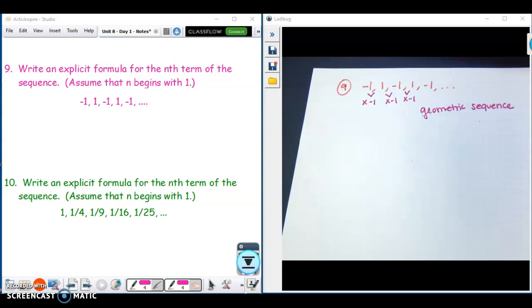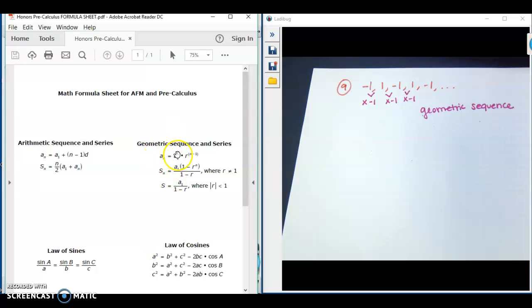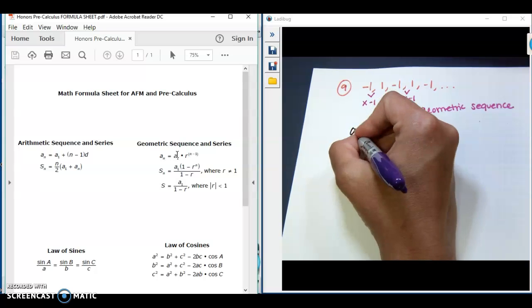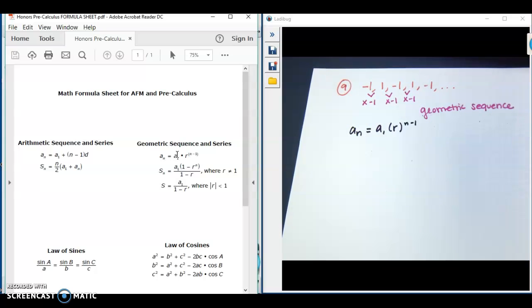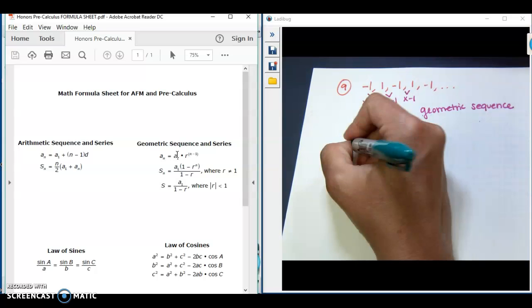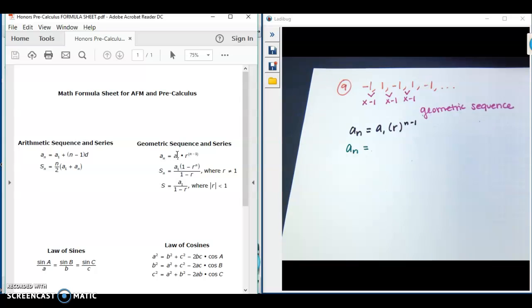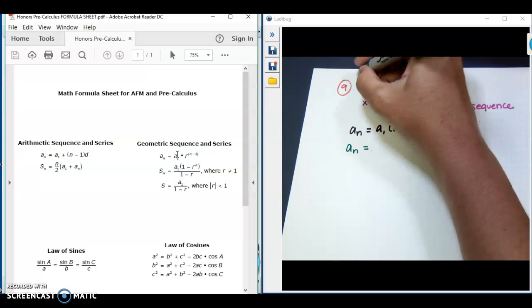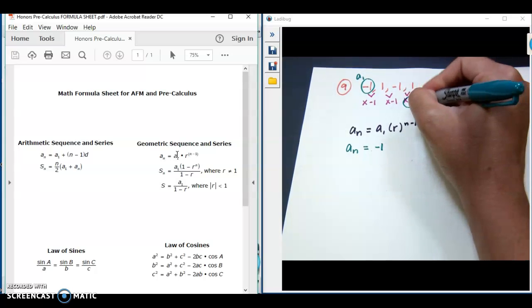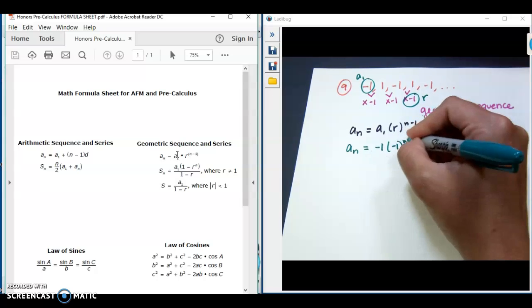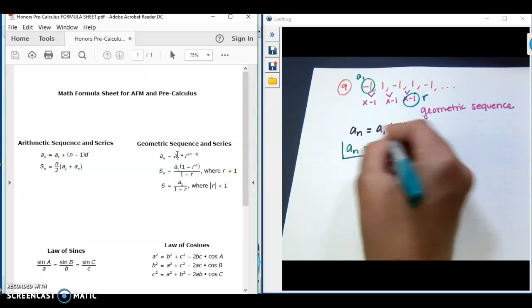So if we want to write an explicit formula, we can look at our formula sheet under geometric. That's the one that says A sub n equals A sub 1 times R to the n minus 1. And we can fill it in. So A sub n equals, A sub 1 is our first term. Well, our first term here is -1. R is what you're multiplying by. Well, we said that we're multiplying by -1 to the n minus 1.